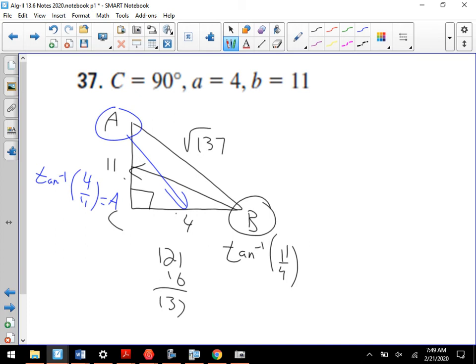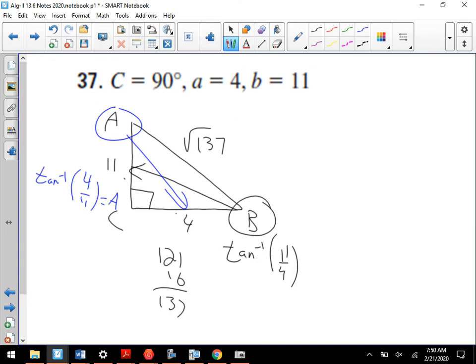Yes, ma'am? Just because you're doing sine, your sine of 90 is 1, because your opposite and your hypotenuse are the same thing. Yes, sir. On the homework? Yeah. Sure.